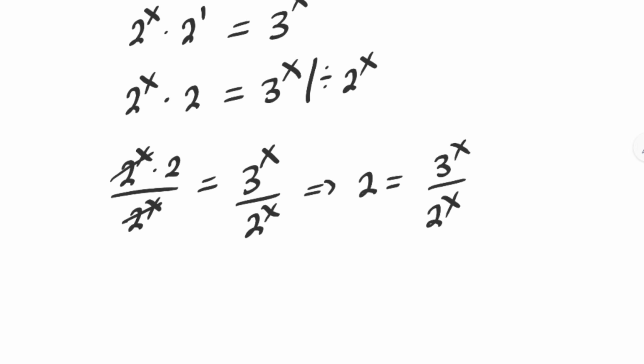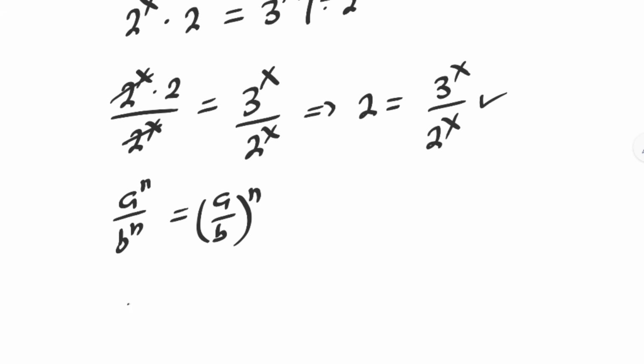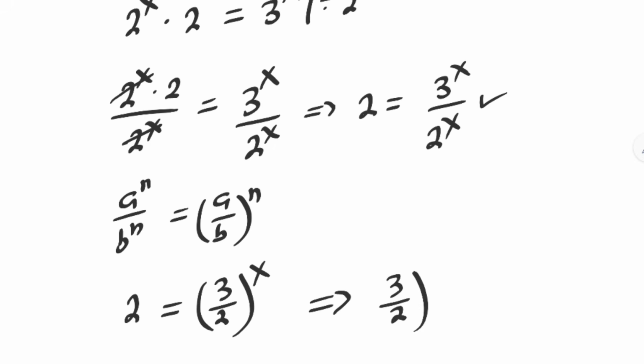Take note of this, that if you have a raised to power n over b raised to power n, this is equal to a over b all to the power of n. Then this can be written as 2 is equal to 3 over 2 all raised to power x. Now we want to rearrange this. We have 3 over 2 all raised to power x is equal to 2.